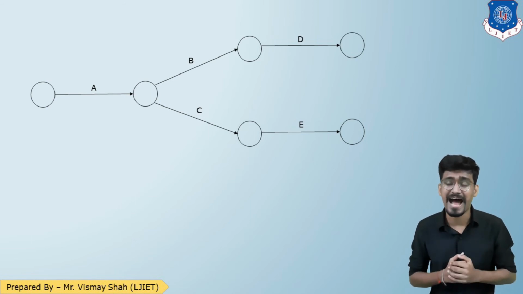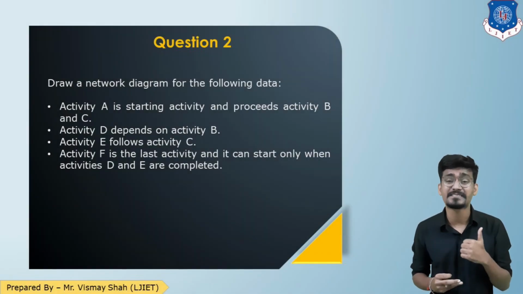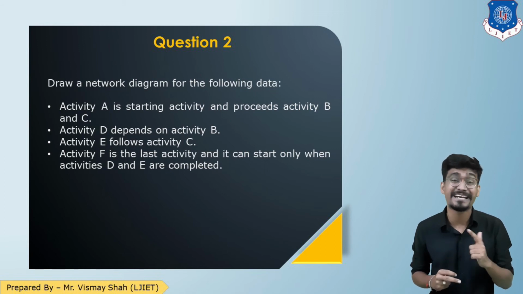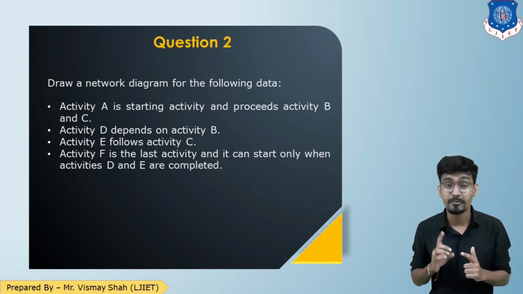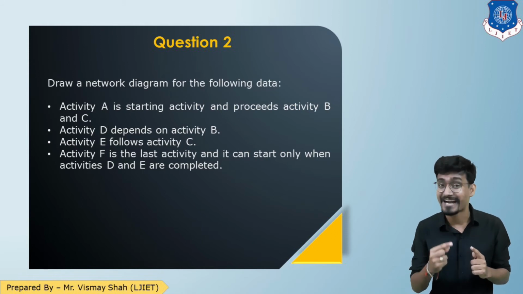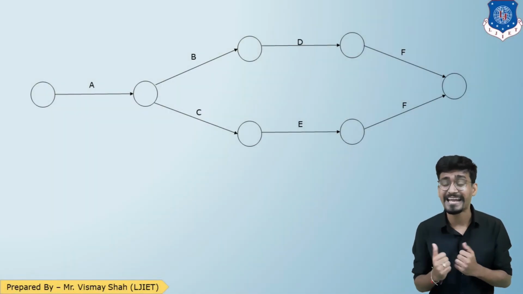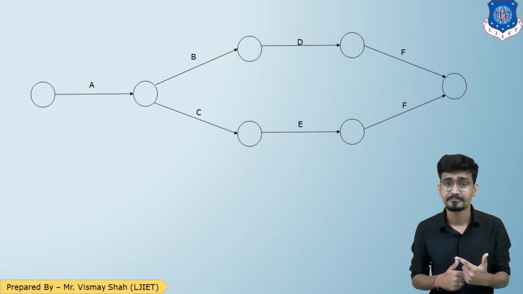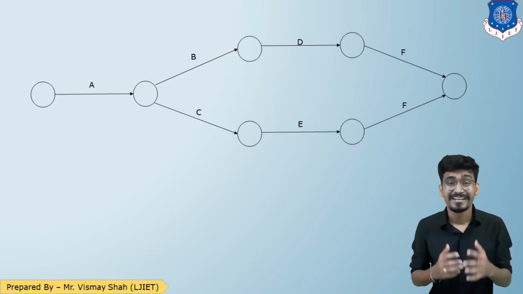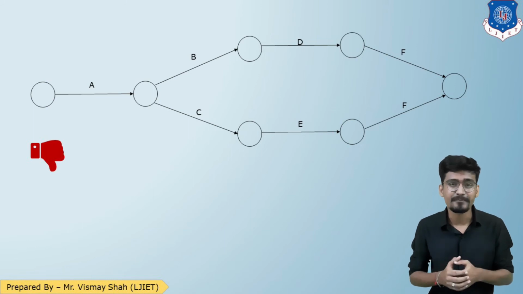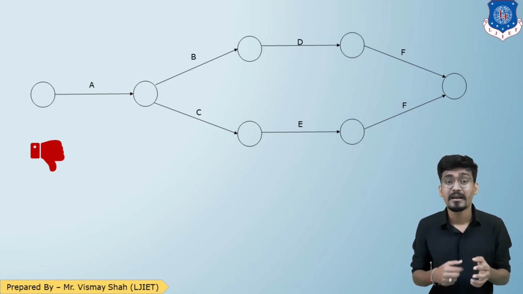Now let us read the last data and complete the network. The last data is activity F is the last activity and can only be started after D and E are completed. That means F should be started only after D and E are completed. So let us draw this. Here I have represented F coming out of D and F coming out of E. But again, as you know, this is not correct because this is against our rule: one activity cannot be performed twice.